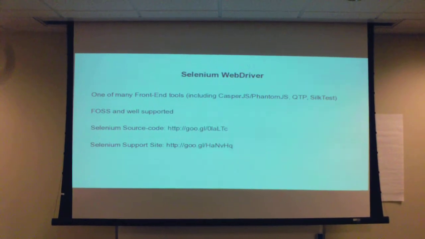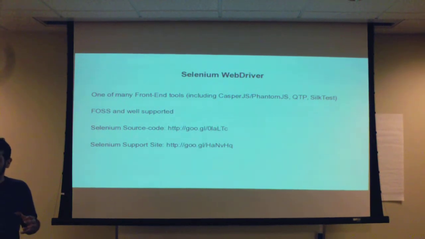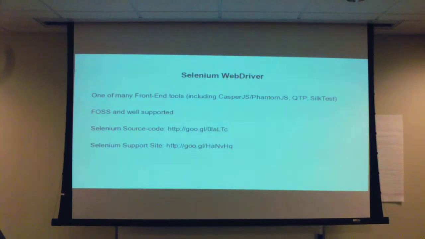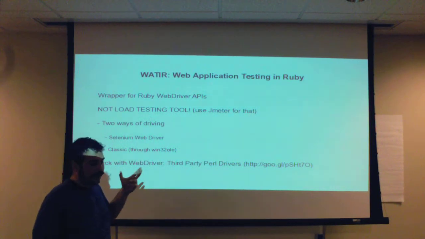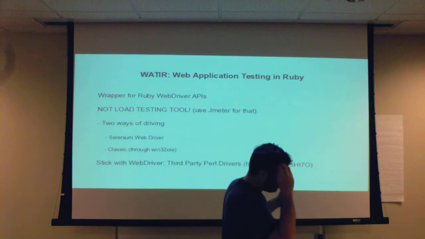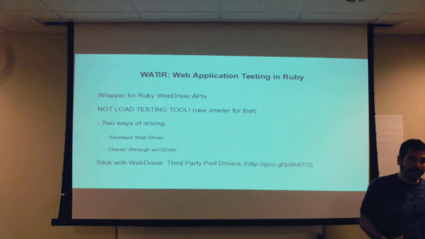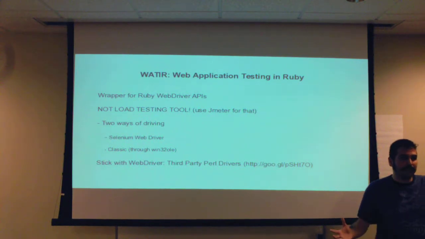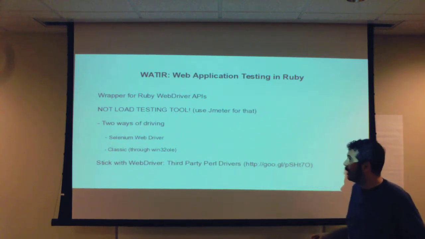So I'd really suggest that you look at the Selenium WebDriver first. Now, what I'll be going through is what's called Watir WebDriver, which is a wrapper for the Ruby WebDriver APIs. It makes it easier to use Selenium in Ruby as opposed to having five lines of code just so that you could click a button. It's now just one long line of code. And you'll see in just a moment what that looks like.